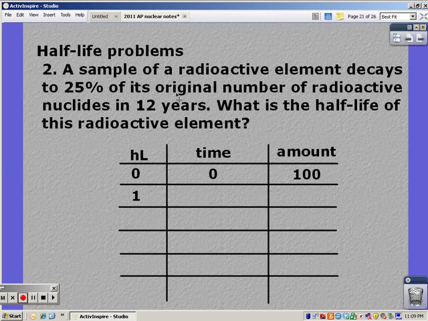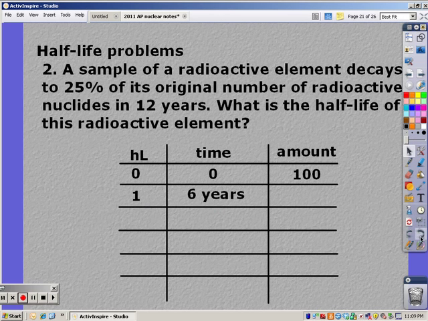After one half-life, we don't know the time yet. So scratch that. But we do know that the amount should go down by 1/2, so 50%. After 2 half-lives, we should have 25%. And it says that when we have 25%, it's been 12 years.